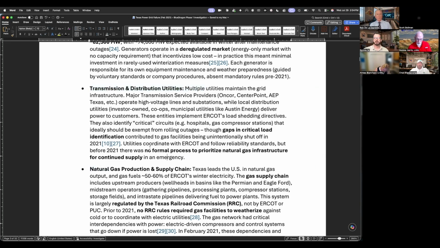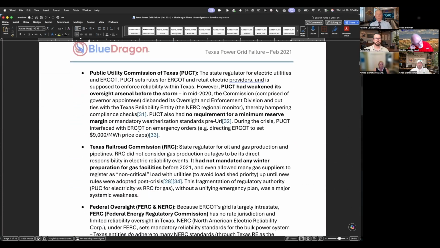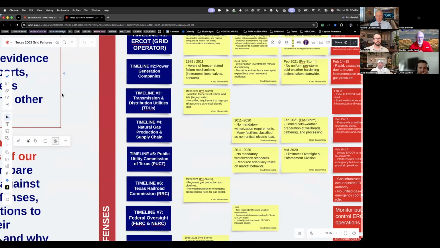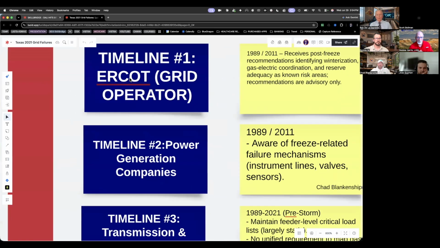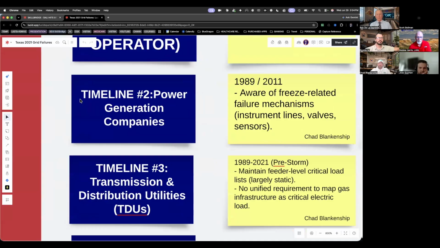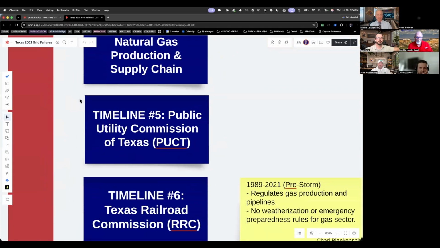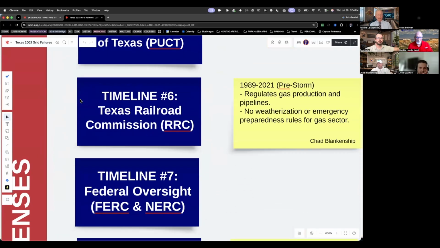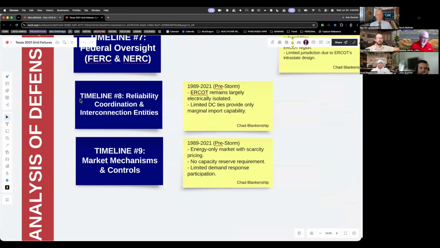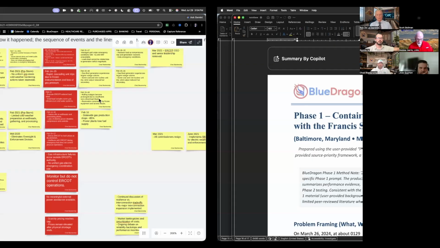The systems inventory was massive and outlined a whole lot of things. And on the chart itself, you could see that there were so many elements to the Texas power grid. There was ERCOT, power generating companies, a lot of them, transmission and distribution, natural gas, Public Utility Commission, Texas Railroad, Federal Oversight, FERC, NERC, etc. So there were a lot of things going on here with a lot of different organizations.